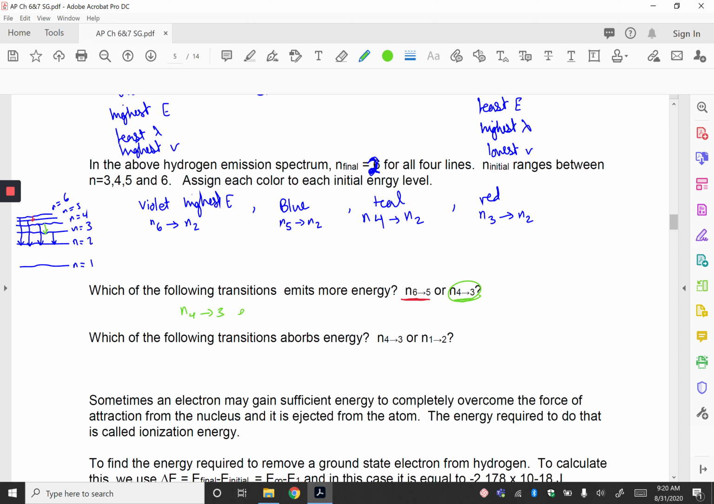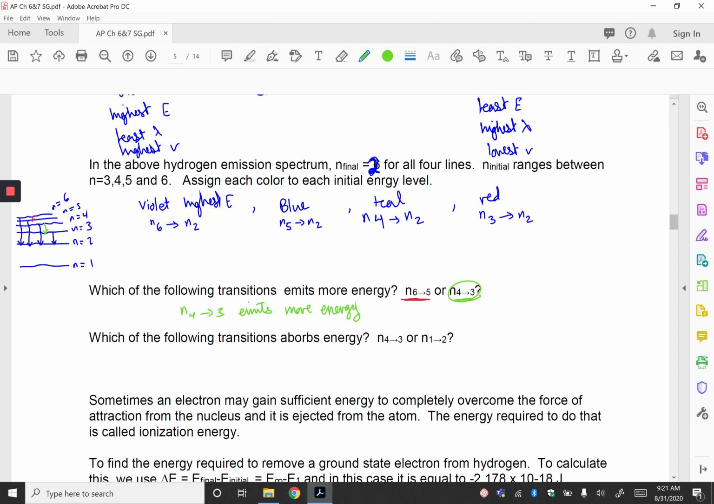Why is that? That's because the energy levels are not the same distance from each other, right? They get closer and closer to each other as you go farther away from the nucleus. And so the difference in energy between N6 and N5 is relatively small compared to the difference in energy between N4 and N3.